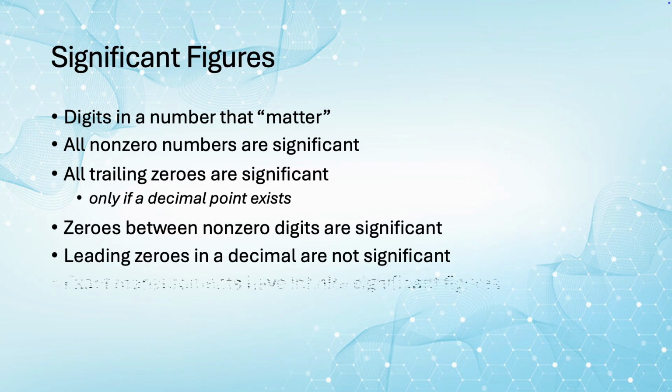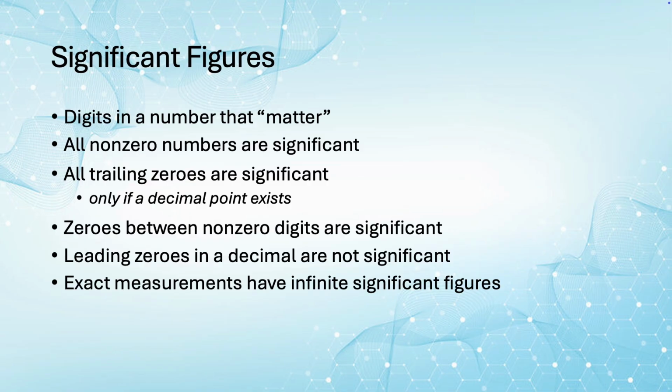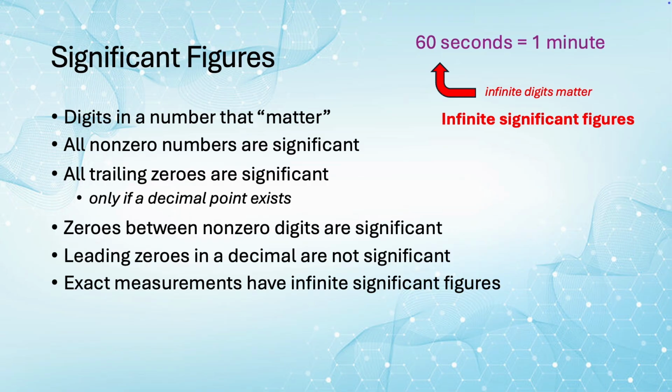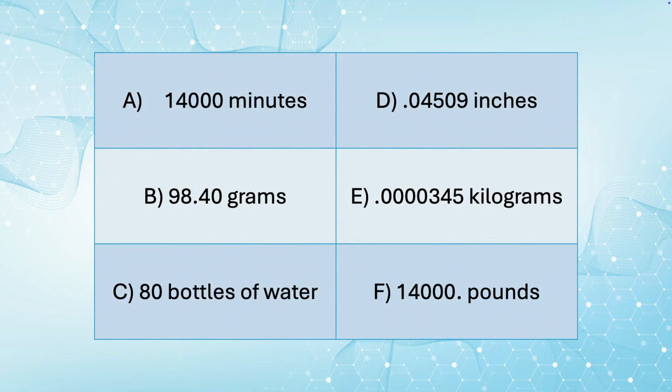Exact measurements, like the measurements of 60 seconds per minute, have infinite significant figures. The reason is because this is an exact standardized measurement, and there's no rounding involved. Let's practice these concepts with determining the number of significant figures for each of the measurements below. Pause the video to try each.